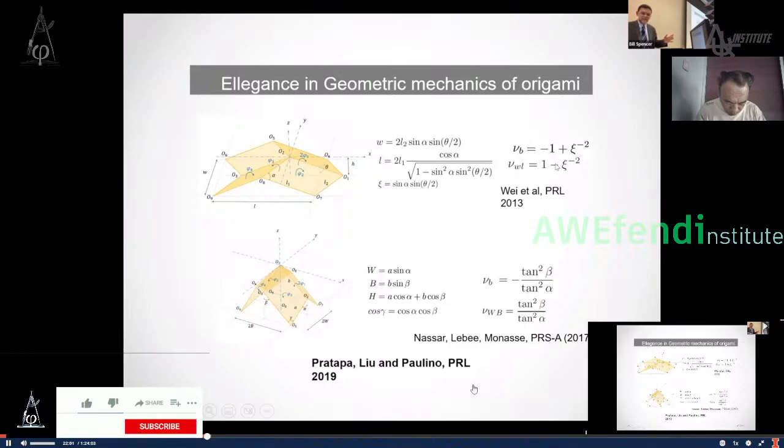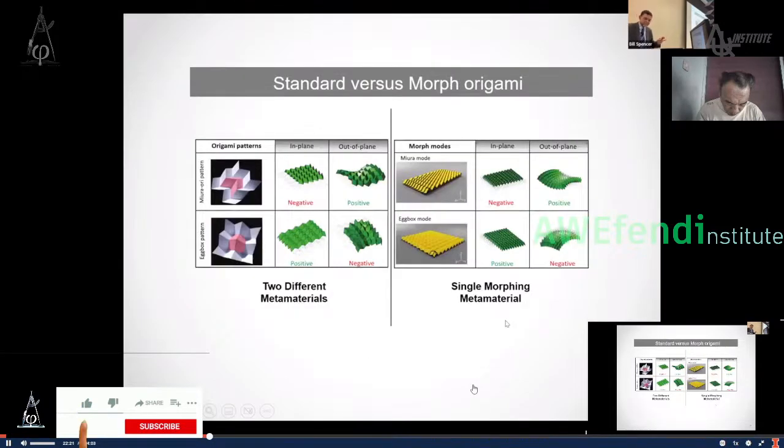If you just take a look at these expressions here, pay attention, they only differ by the sign, same magnitude. Later, a group in France did the same derivations for the egg box, and then they found the Poisson ratio in bending and in stretch. Pay attention, same magnitude, only a sign difference.